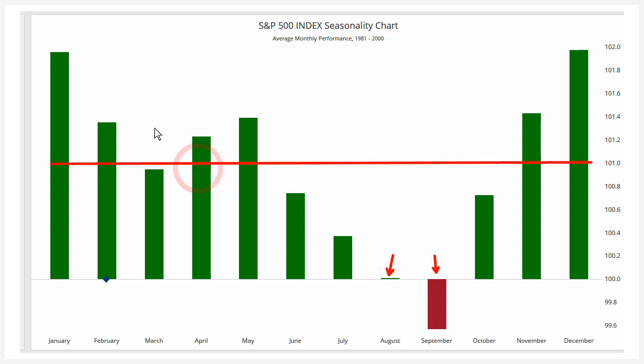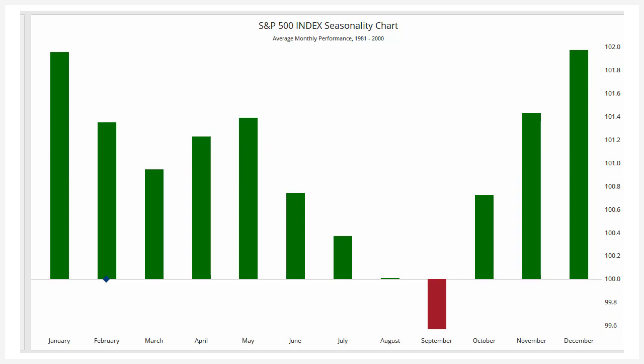90s. But if we look here, we can see again November, December, January big. February was actually positive from 1981 to 2000, and then April good and May good. So we're again seeing this stretch from, say, November up until April, maybe into May in that period.